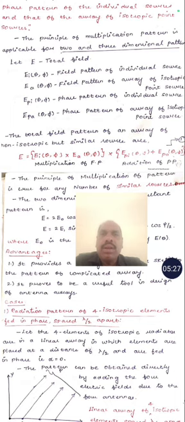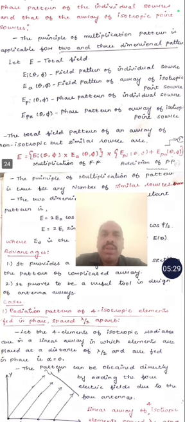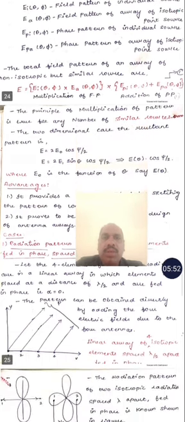the field pattern of the individual source, E sub alpha of theta comma phi is the field pattern of the array of isotropic point sources. Then E sub p of theta comma phi is the phase pattern of the individual source. Third, E sub pa of theta comma phi is the phase pattern of the array of isotropic point sources.